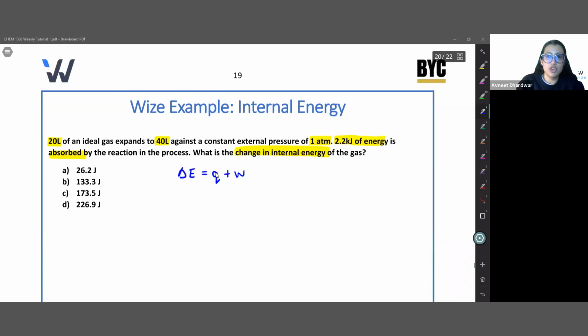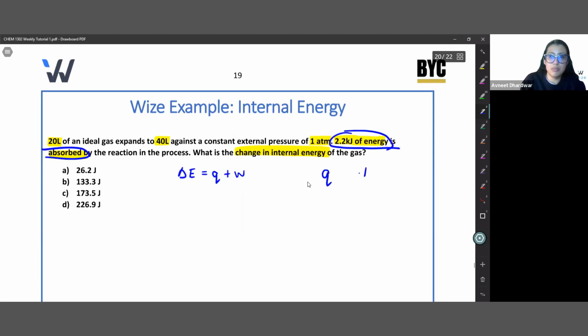For Q, I would have to know how much energy is being absorbed or released. Here it tells me that energy is being absorbed, so that's going to be my Q. Do you think Q should be positive or negative? Vote A or B just for that part.